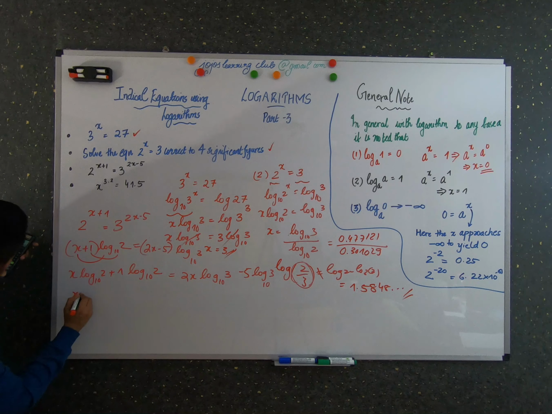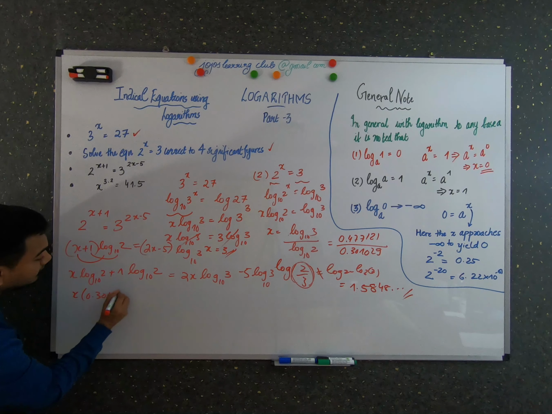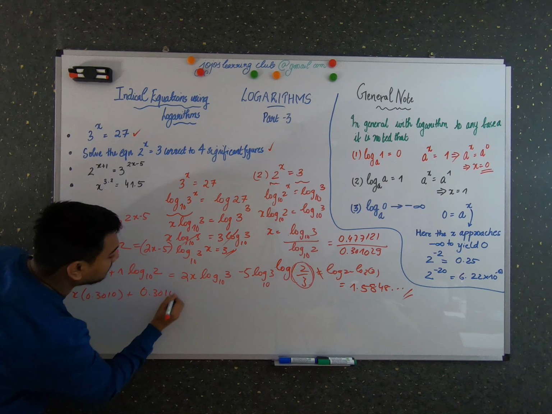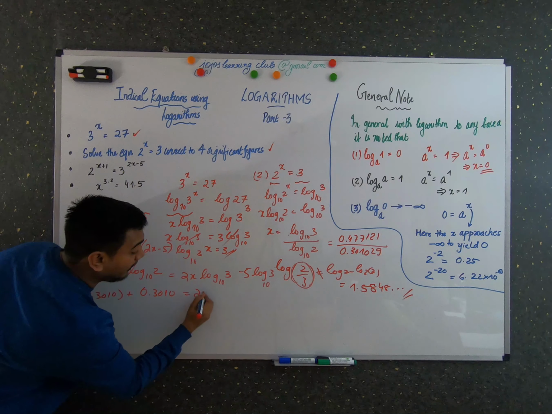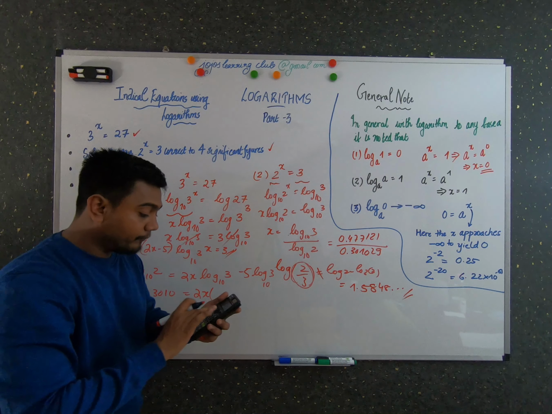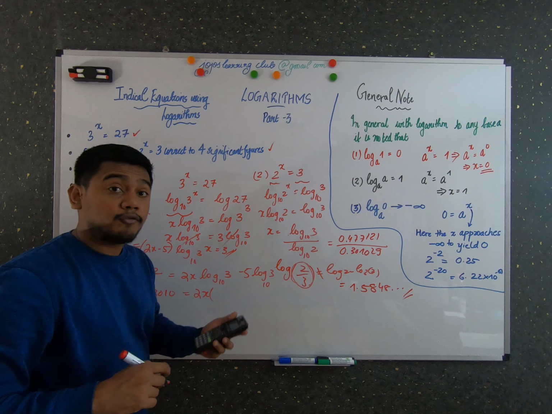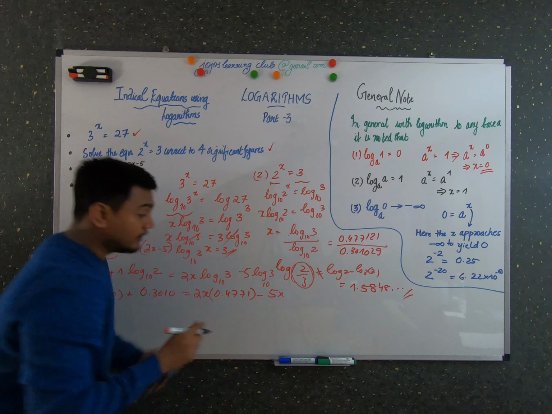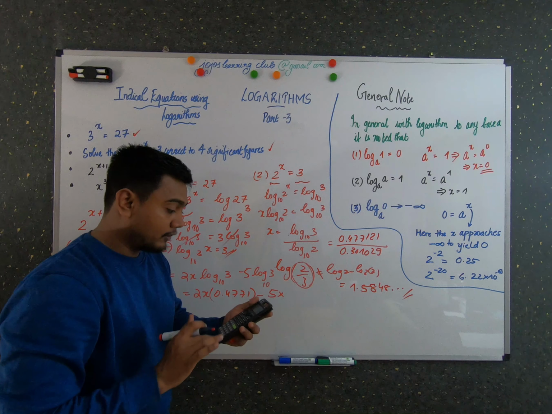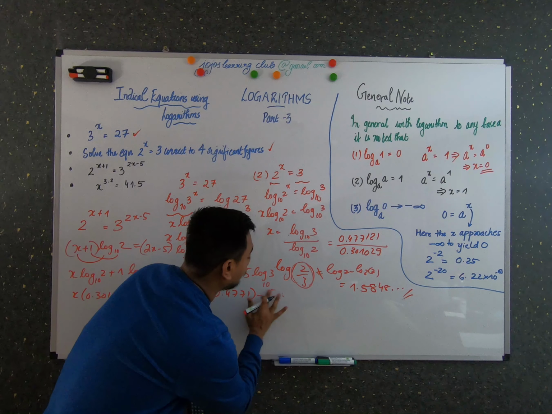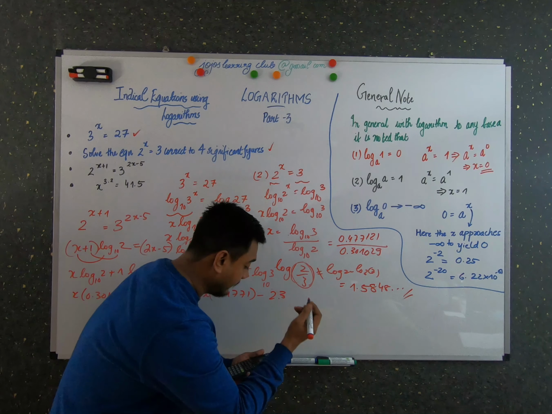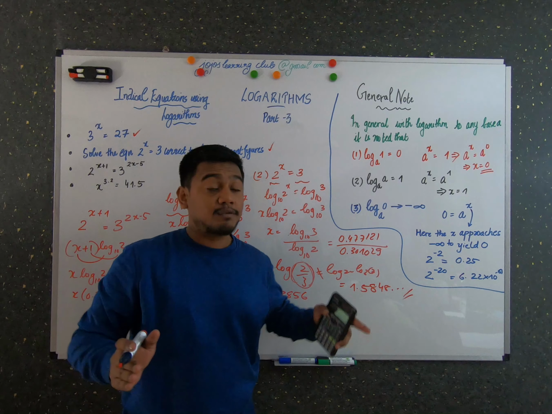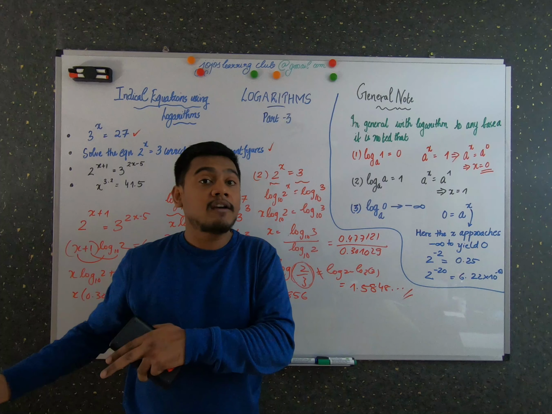So x into 0.3010 plus, again what is log 2? Again it is 0.3010. And here, 2x into what is log 3? Log 3 is 0.4771. Minus 5 into 0.4771, that is 2.3856. I am writing it together, okay?